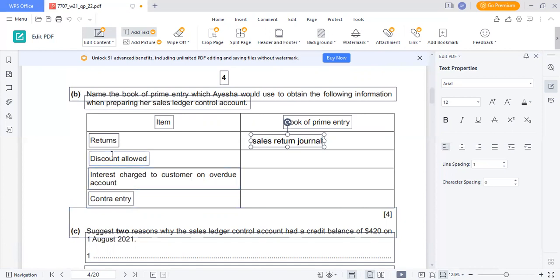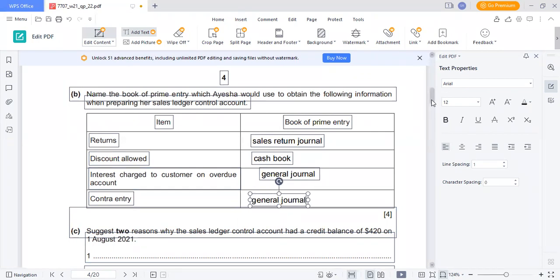Then discount allowed comes under the cash book. Interest charged to customer comes under the general journal. Okay. Contra entry also comes under the general journal.